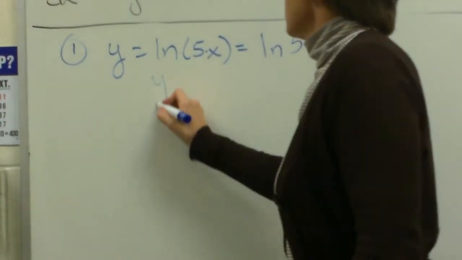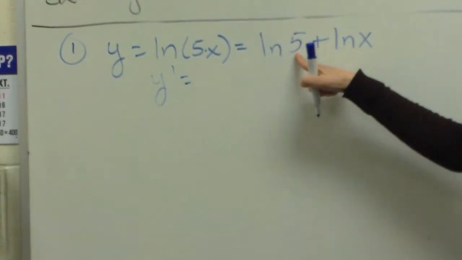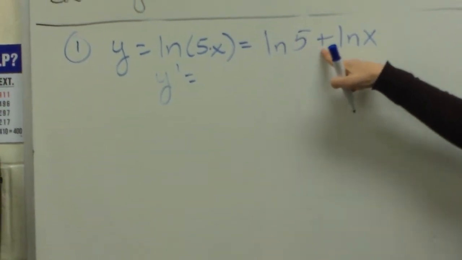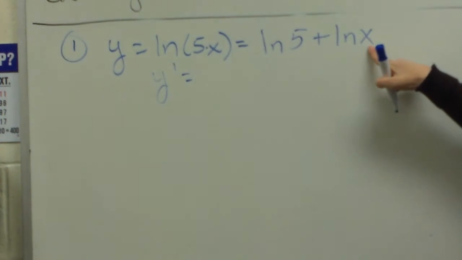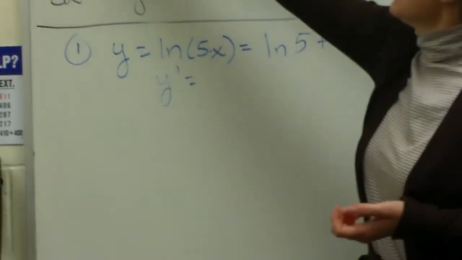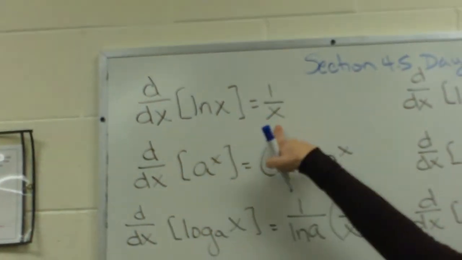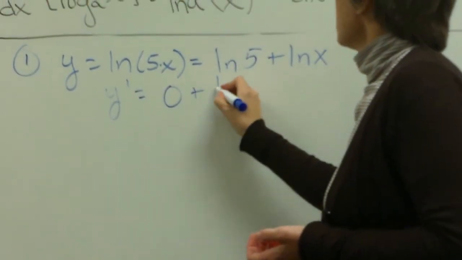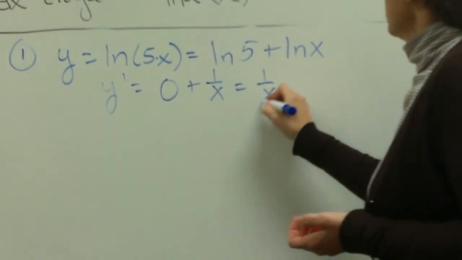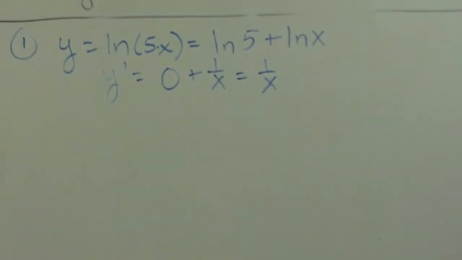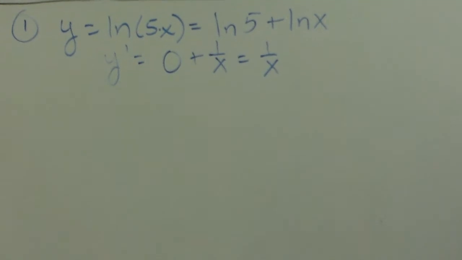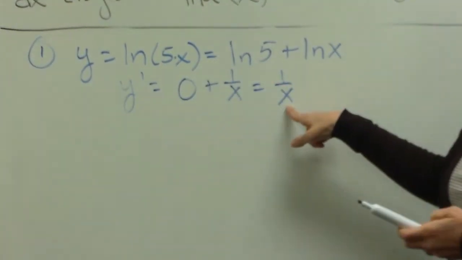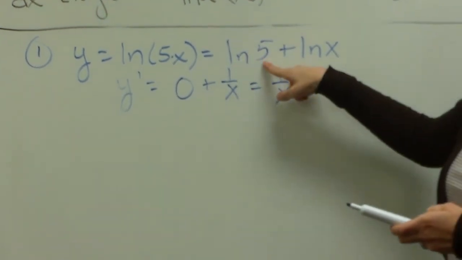All you'd have to do is take the derivative of the ln of 5, and since that's just a constant, the derivative would be 0, plus the derivative of the ln of x, which we have right up here. The derivative of the ln of x is 1 over x. So we're going to have 0 plus 1 over x, or plain old 1 over x, for the derivative of the ln of 5x. And it doesn't matter if this is a 5 or a 6 or a 7, you're always going to get the same answer, because this part will always be a constant.